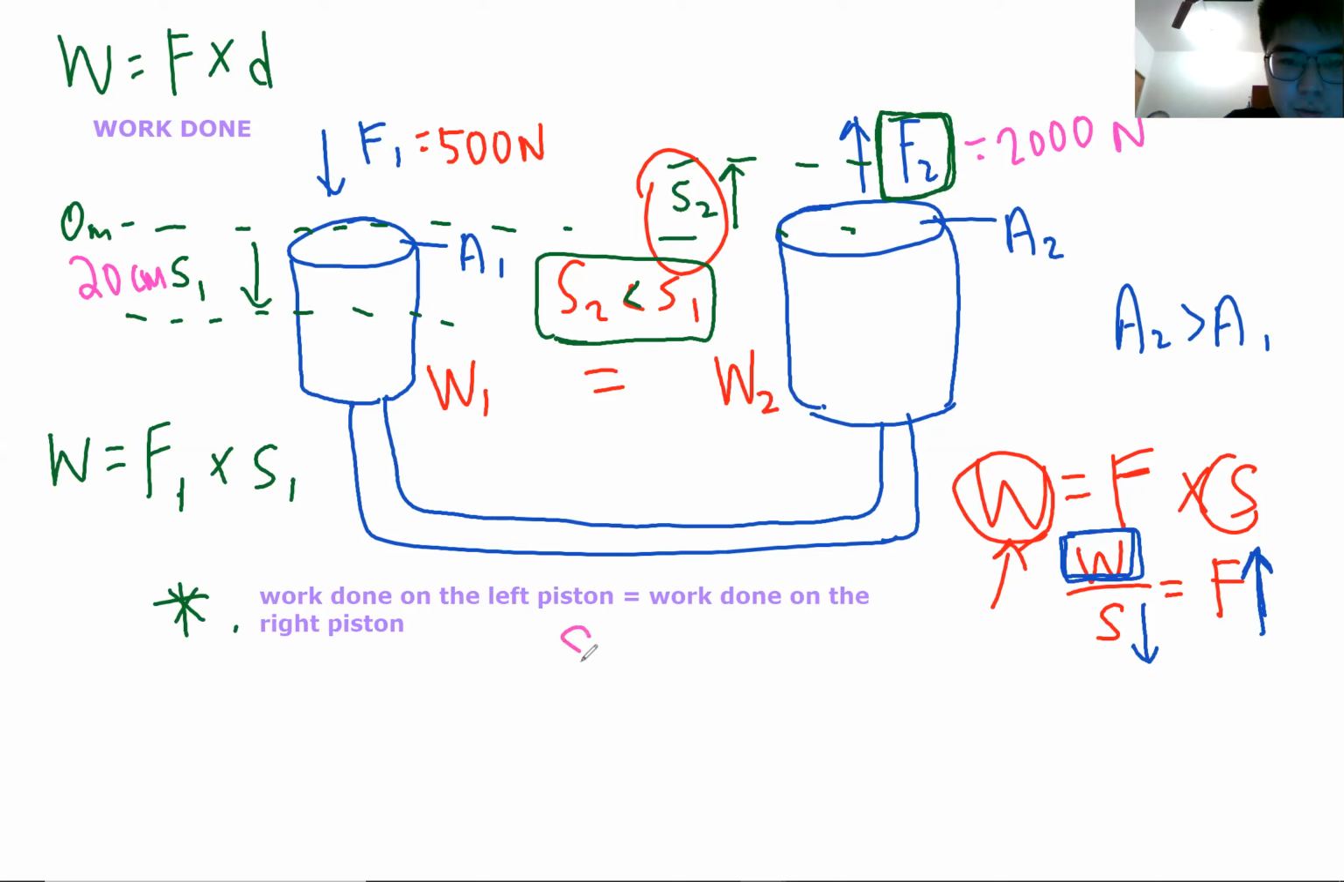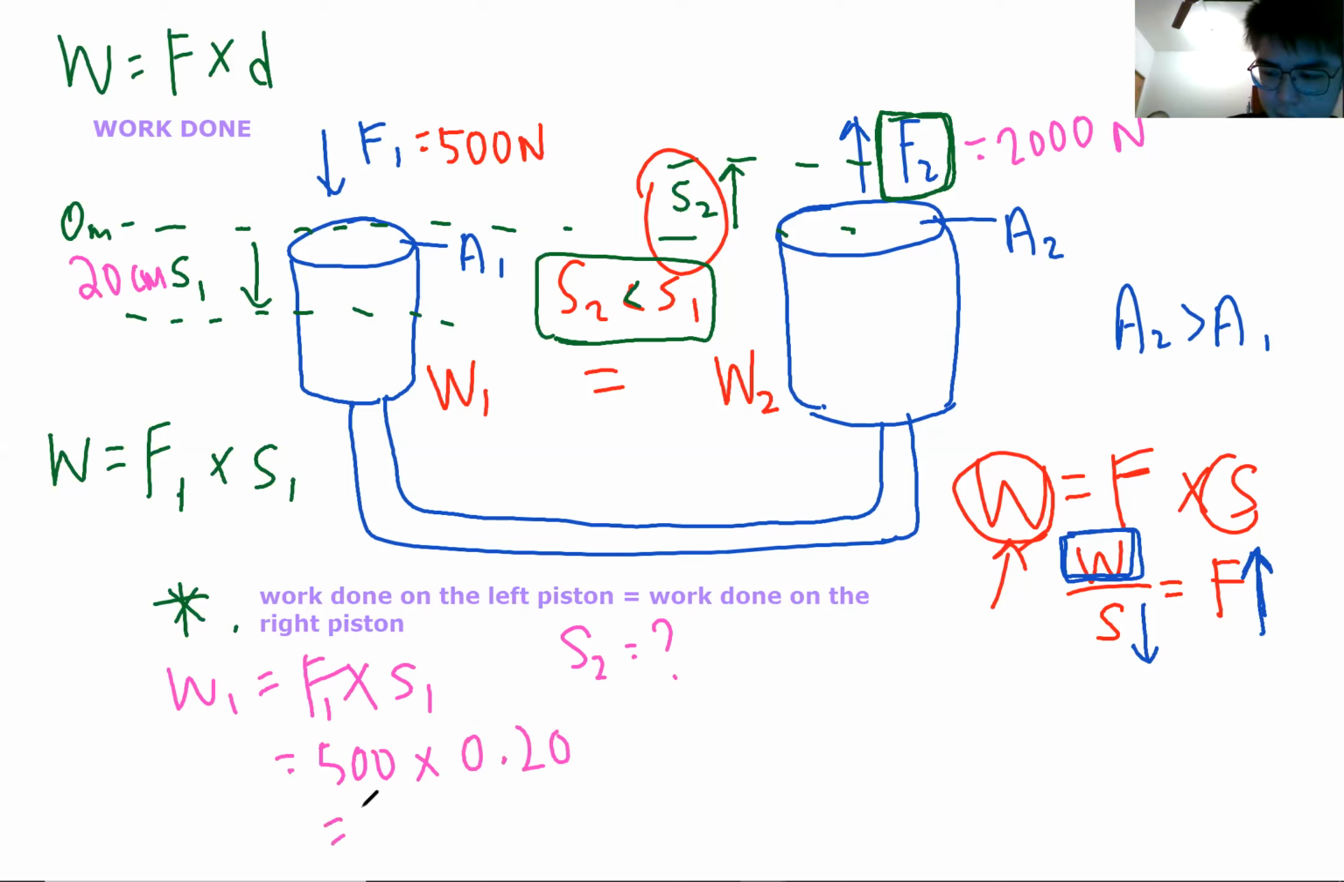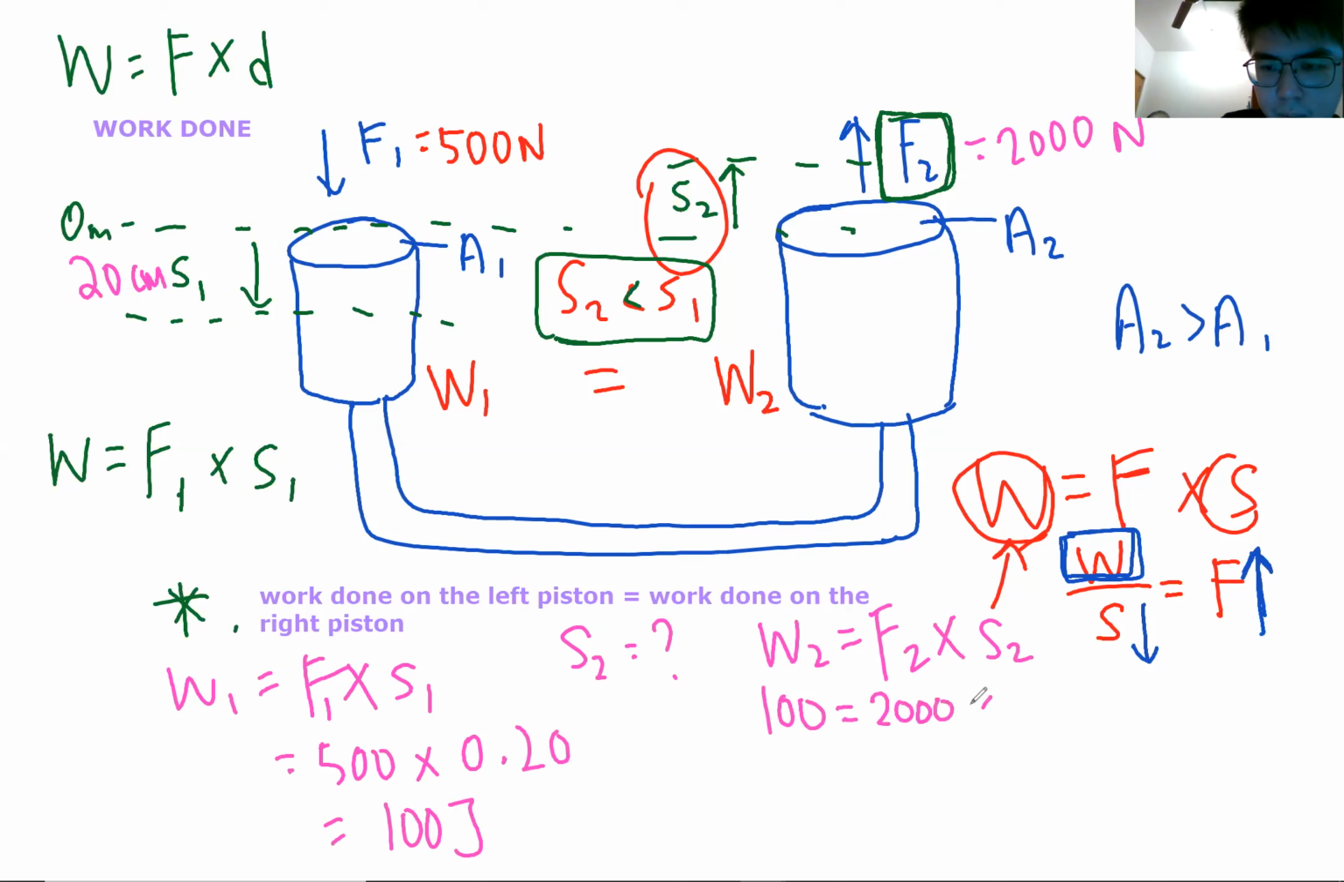Okay, now what is the distance 2? Then you calculate that. Work done 1, F times S. So 500 times 20 cm, you change to meter, 0.20. So 100 joules. Then W2 equals F2 times S2. So 100 joules equals 2000 times S2. So you get S2 is 0.05 meter. Okay, so that equals 5 cm.